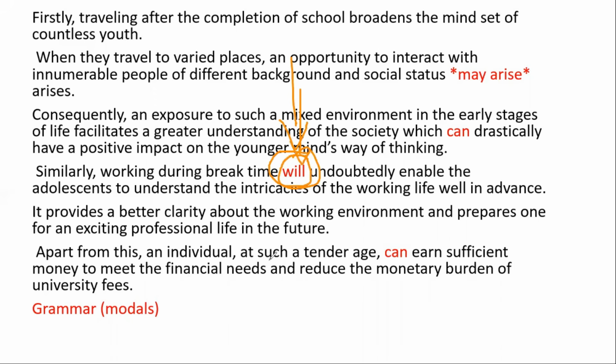Apart from this, an individual at such a tender age can earn. It becomes an ability to show a possibility. Use the word can. When you talk about the past tense, you're going to use the word could. It's again a big chapter. Let's not deal more about it in this. Well, so far we finished just the introduction and the body one. Still a long way to go. Well, don't worry about it. At the end of the day, it's about you getting what you want.